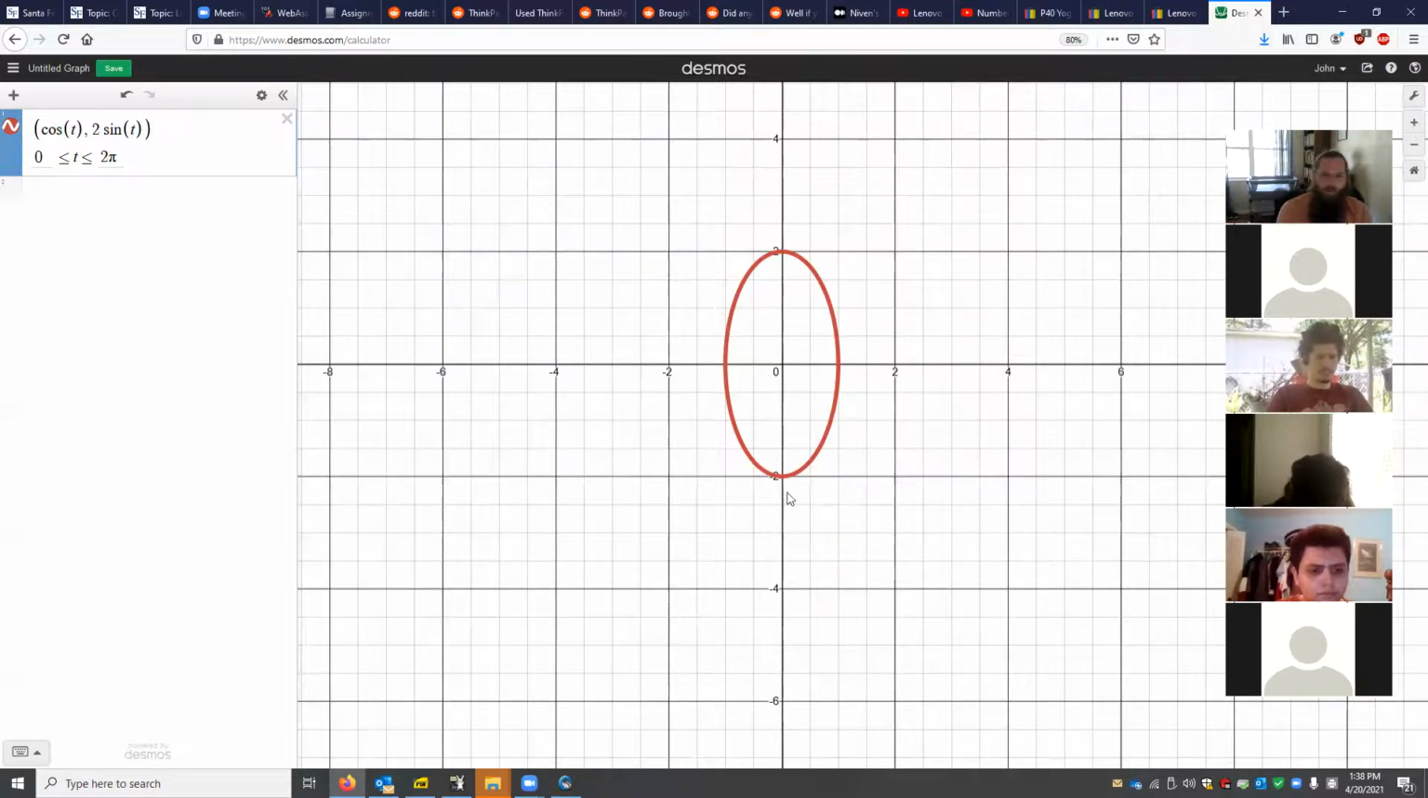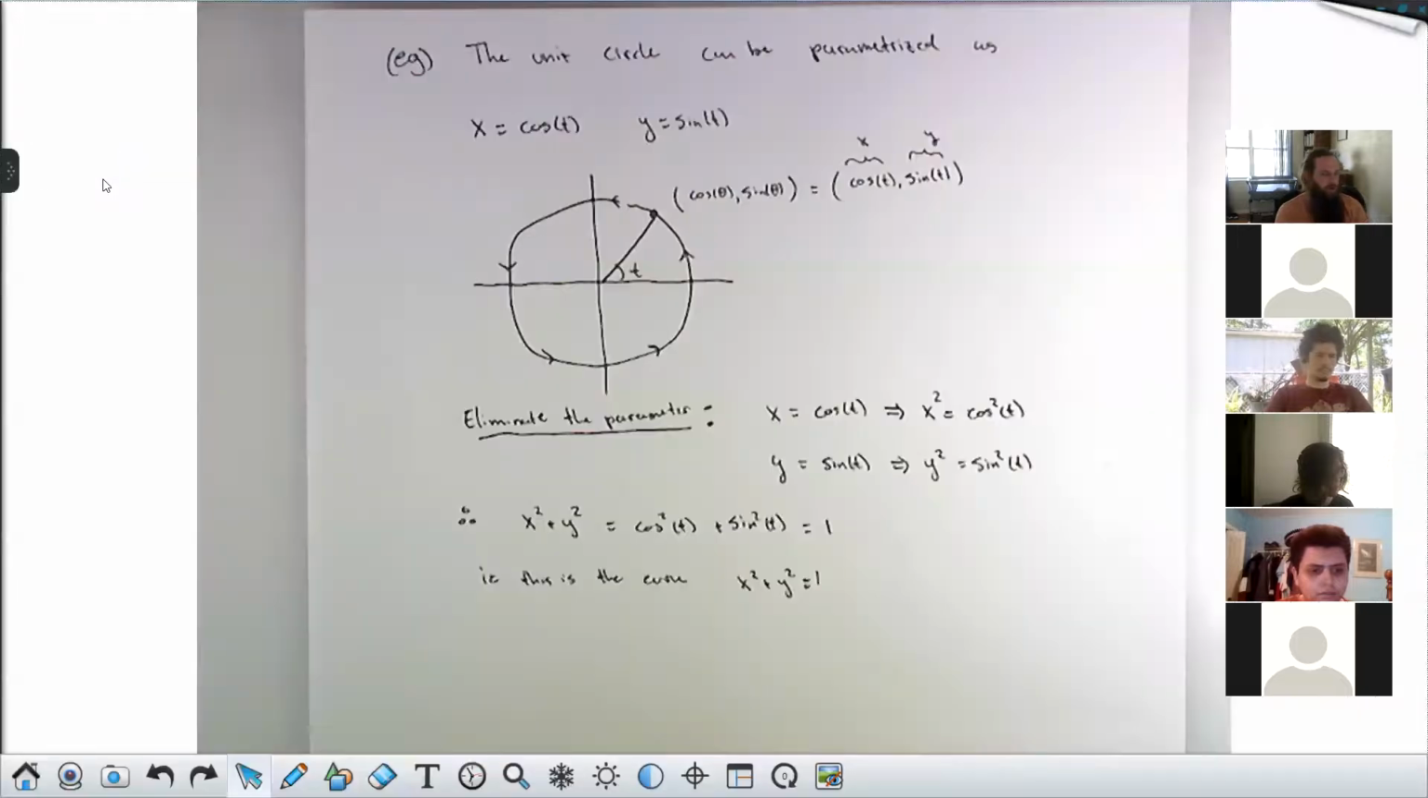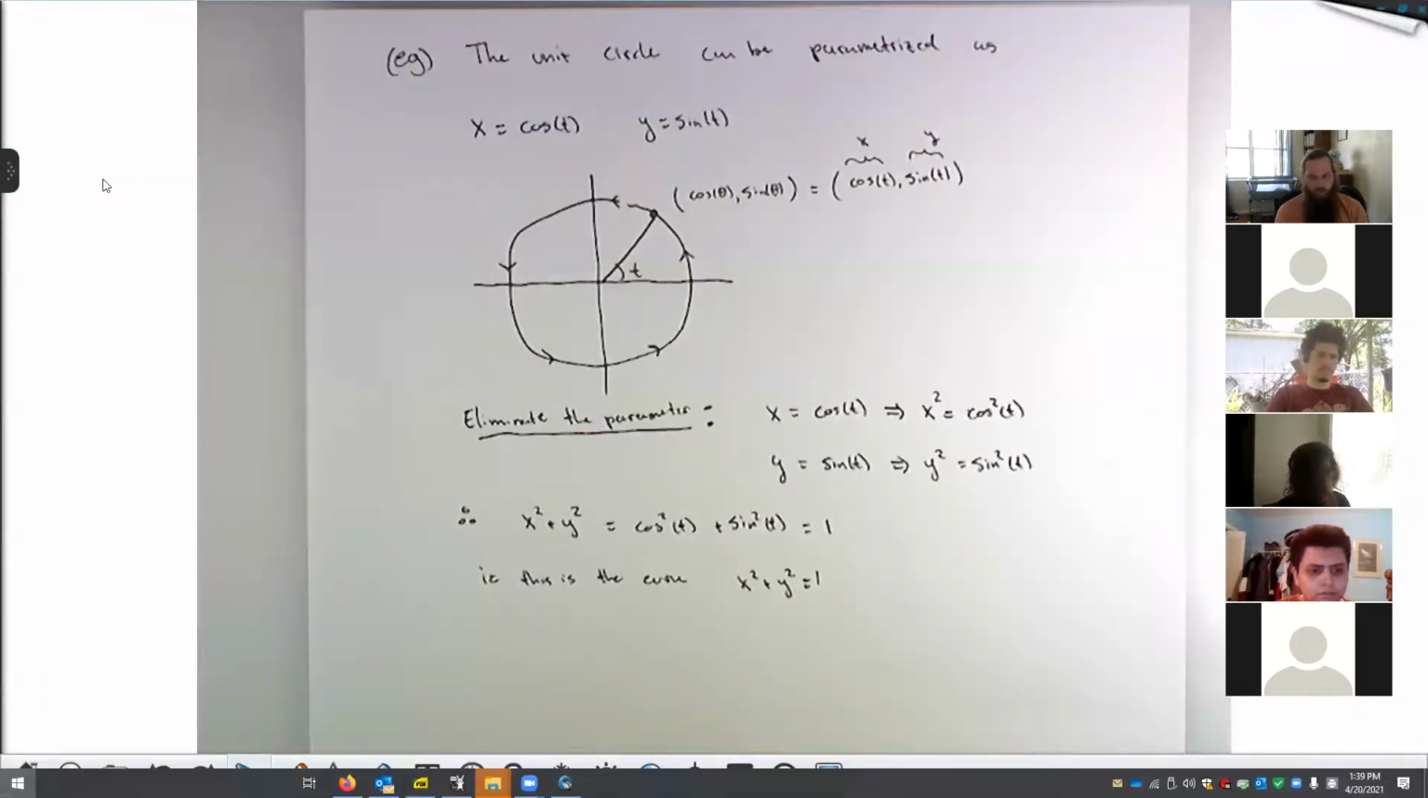So ellipses are really nice to describe parametrically. And there are some problems in your homework that give you a set of parametric equations for an ellipse and ask you, what's the center? Where are those vertices? What direction is the thing being traversed in? And all of this can be thought of very naturally as squishings and stretchings of the unit circle. Okay. That is our quick and dirty introduction to parametric curves.